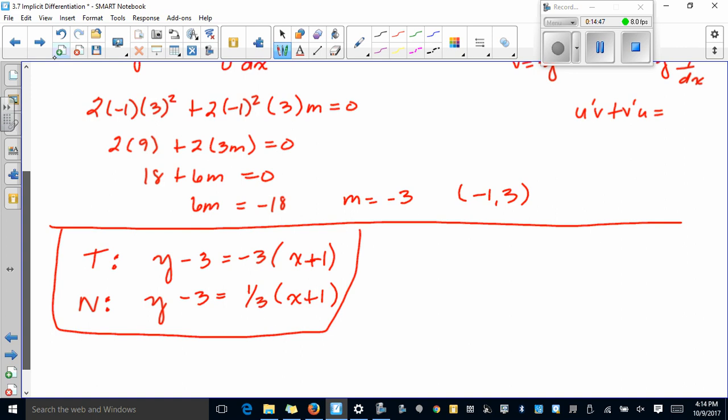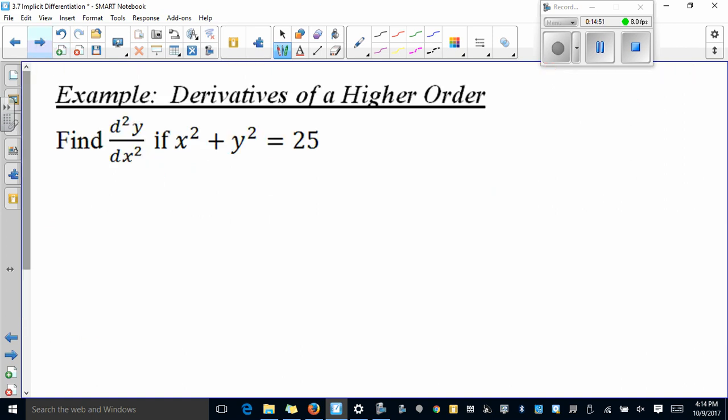So the last thing we have to look for is if we have higher order derivatives. Actually, I think there's more behind this than that. But anyways, doing higher orders. So they want us to find the second derivative. Okay, fine. First derivative: 2x plus 2y, oops, don't forget the dy/dx, equals 0.